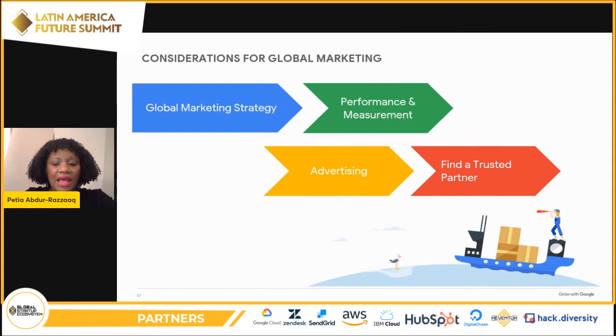A solid marketing plan has a strategy and an understanding of how to measure performance. When you're expanding globally, trusted partners can be key to get the most out of your marketing plans. And so on the slide, we're seeing some considerations that you may need to pay strict attention to in relation to your marketing strategy, right? So you need a global marketing strategy. You need to think about how you will measure performance, advertising, and it's highly recommended that you find a trusted partner within that region to work with as you expand.